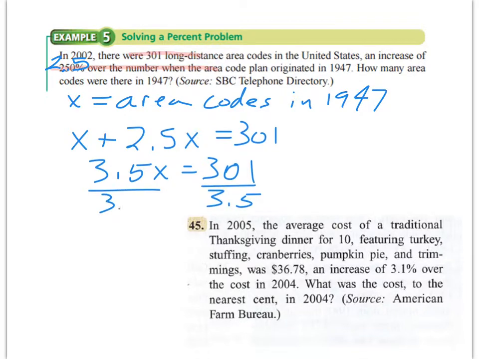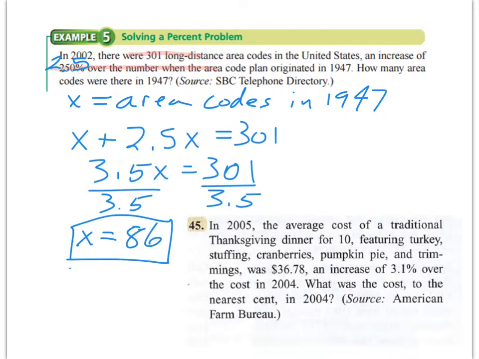So x equals 86. Now, again, we can check to see that this is reasonable. It is a whole number, so yes, that would make sense. You couldn't have 86.5 area codes. You would either have 86 or 87 or 88. The answer has to be a whole number. So the fact that it is a whole number seems reasonable. And again, we could go back and check that out and say, okay, well, if it was 86 in 1947, then what would be the 250% increase over that? So that's how we do that one.